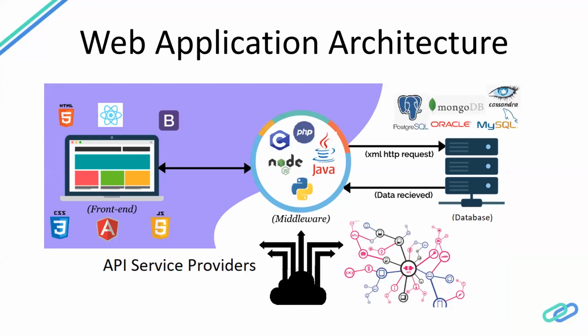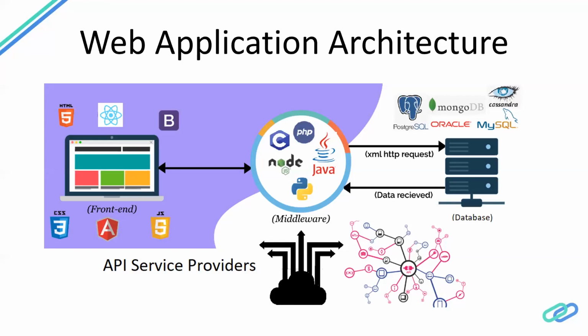The most famous technologies used to code this are HTML5, CSS3, Angular, React, Bootstrap, and JavaScript, of course. Then you have your database. It has storage of the data which your website is going to use. That database has, obviously, a database management system. And the most common ones are MySQL, Oracle, MongoDB, PostgreSQL, or Cassandra.